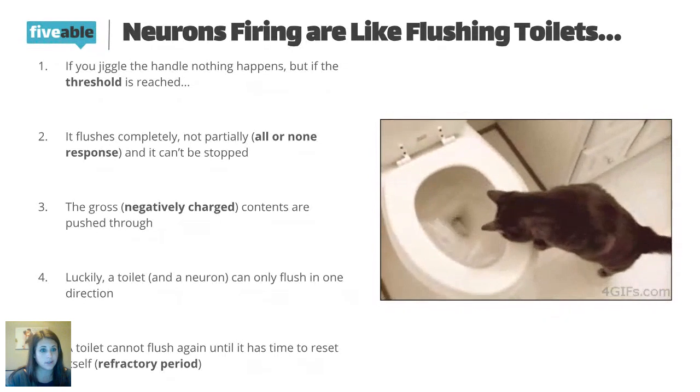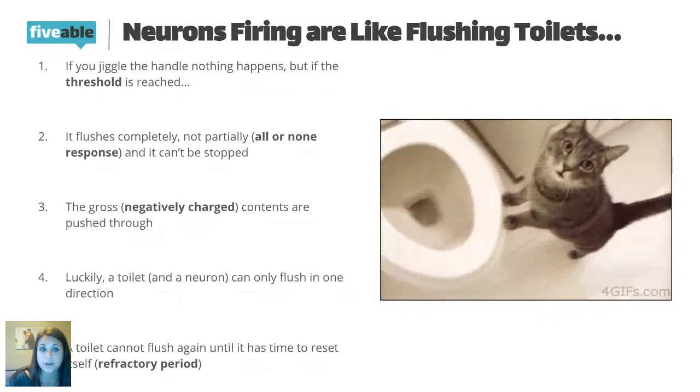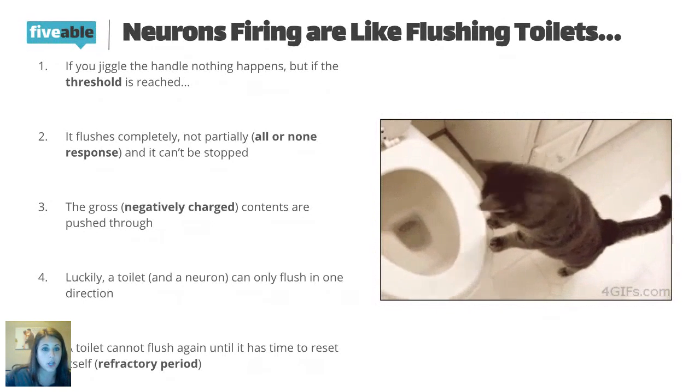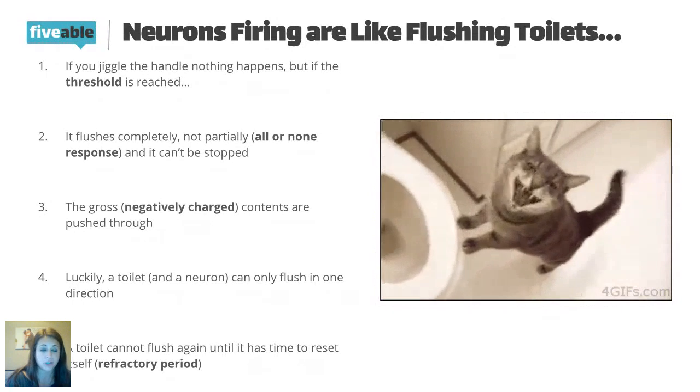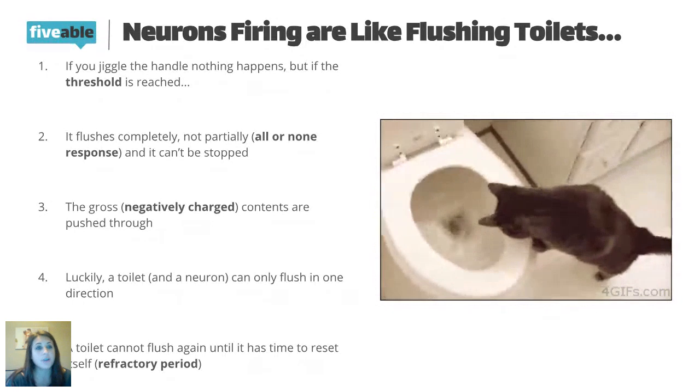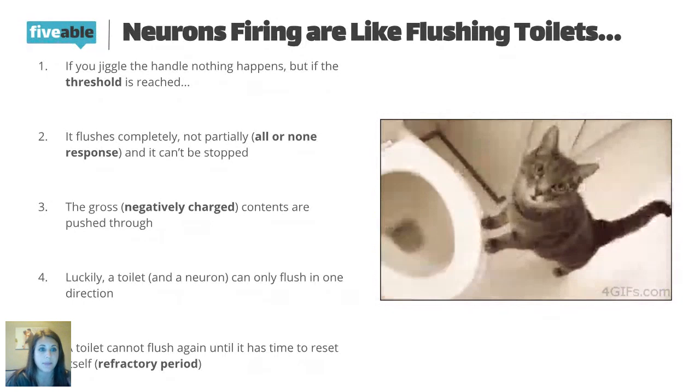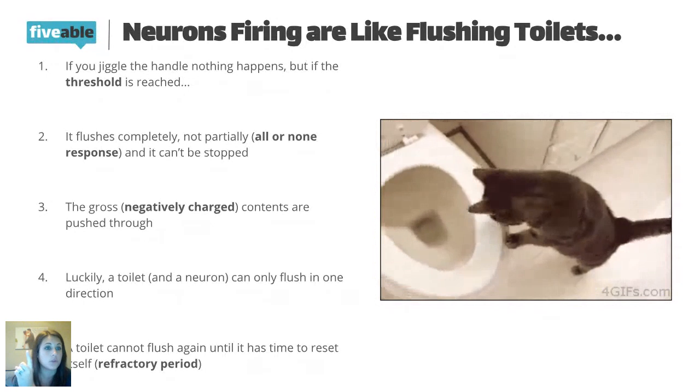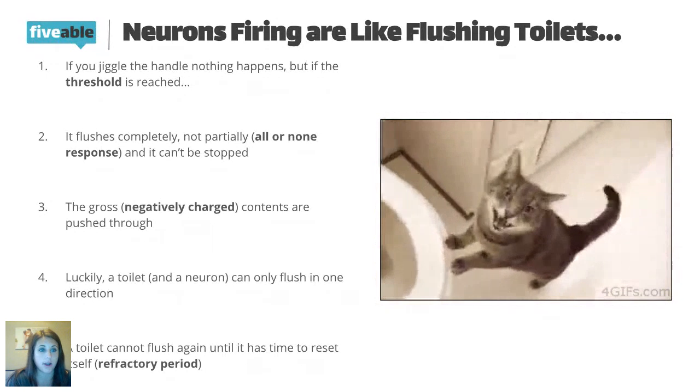Luckily for us and for neurons, they only fire in one direction. Your toilet can't go backwards and shoot the water up at you, hopefully, unless there's a problem. And your neuron can't backtrack and send a message backwards. The message only flows one way in a neuron.